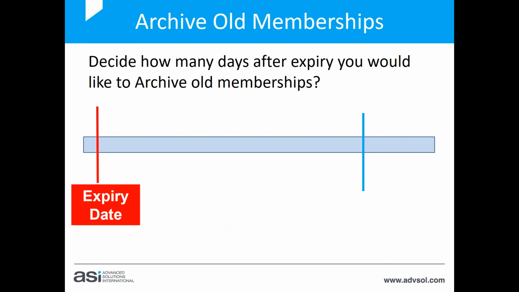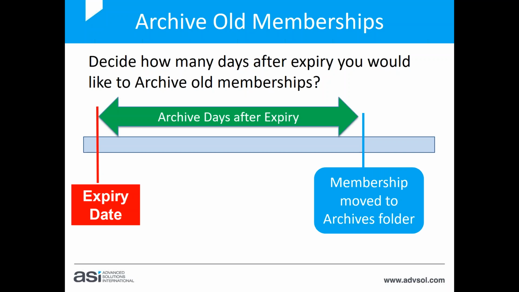The next setting is the archiving process. So the system can auto archive your memberships, any old memberships in your system. Archiving a membership doesn't delete or remove it completely. It just files it away in case you need to restore it or retain it for any reason or historical information. So you need to decide how many days after expiry you would like to auto archive old memberships. And the membership is then moved to the archives folder.